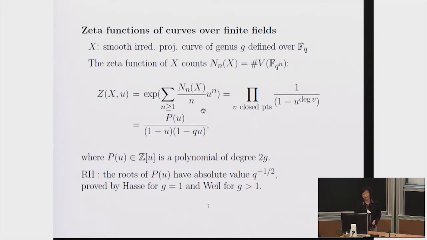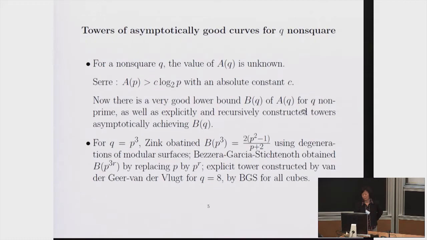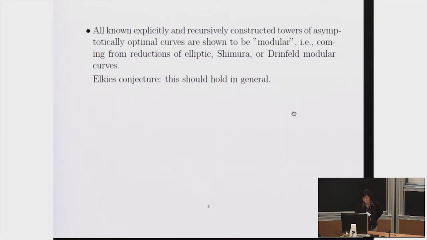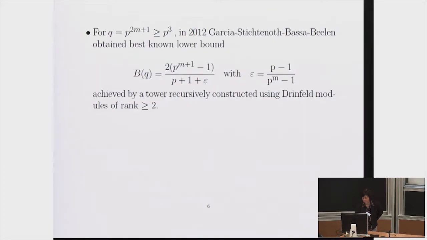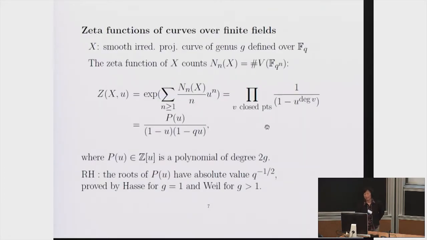This zeta function is known to have an infinite product over closed points, and each factor is 1 over 1 minus u to the degree of v. And this zeta function is known to be a rational function. The denominator is 1 minus u times 1 minus qu, which is the same for all curves defined over F_q. But the numerator gives more information about the curve. It's a polynomial with integer coefficients and has degree twice the genus.